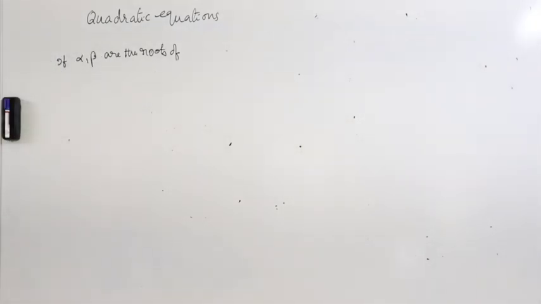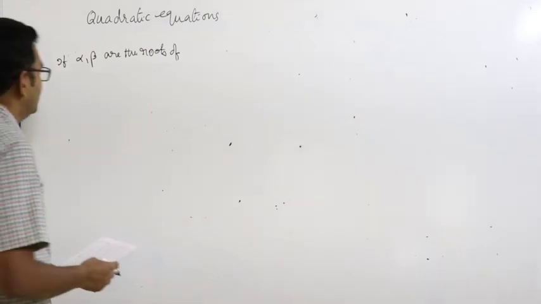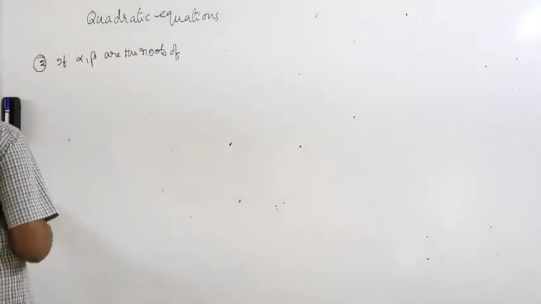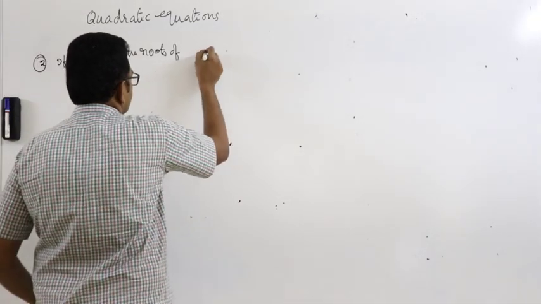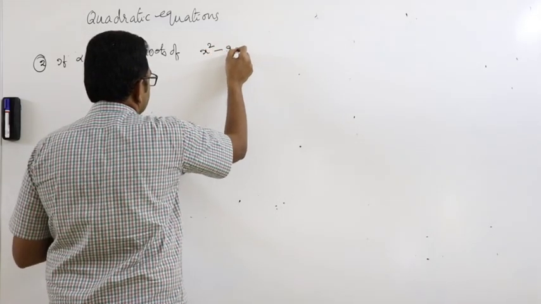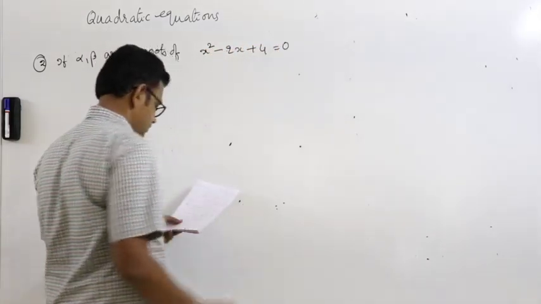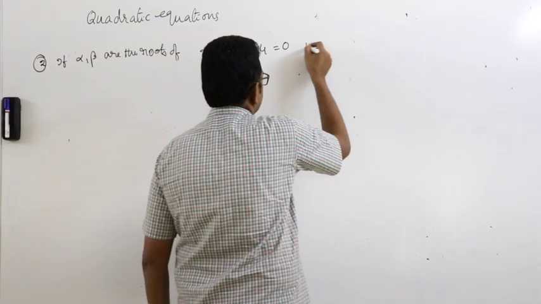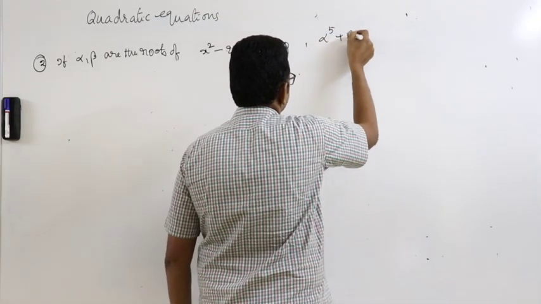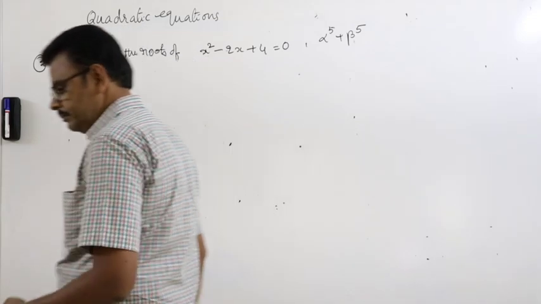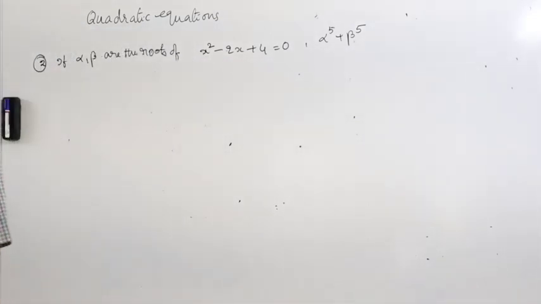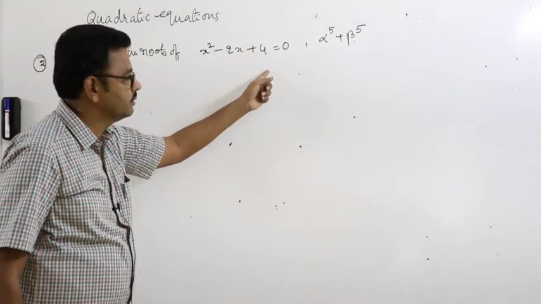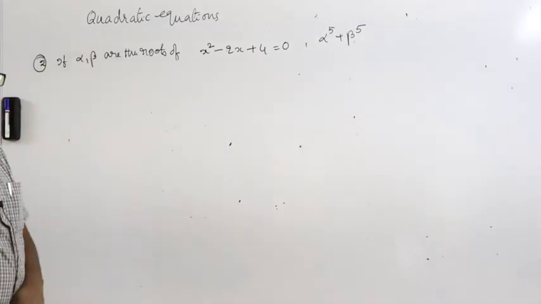Next problem. If alpha and beta are the roots of x square minus 2x plus 4 equal to 0, then find alpha power 5 plus beta power 5. Alpha and beta are the roots of x square minus 2x plus 4 equal to 0. Then find alpha power 5 plus beta power 5.